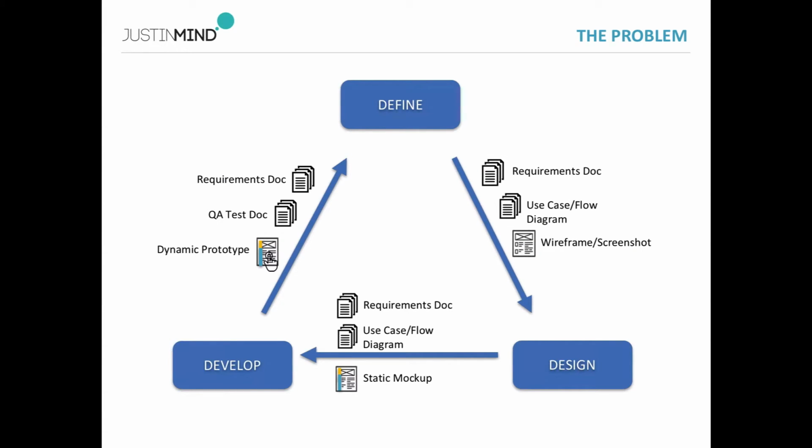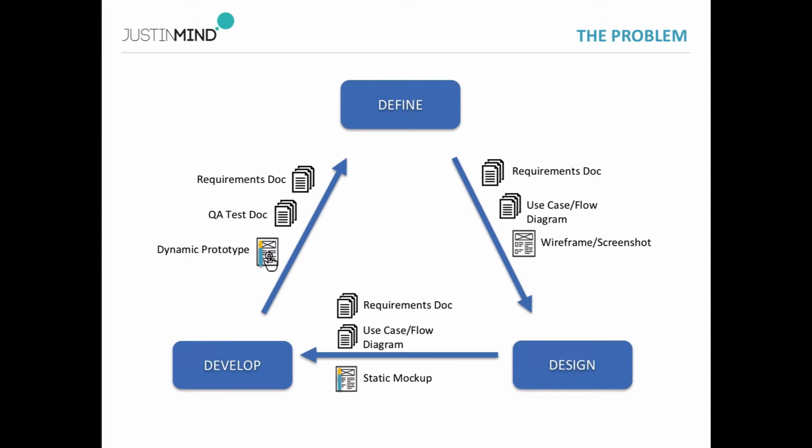From the first stage of definition to the next stage of design, you have maybe requirements documents, maybe a use case flow diagram, or even sometimes a wireframe or a screenshot. Sometimes this will be where you put static mock-ups, maybe just drawing boxes and lines in a PowerPoint presentation. It can be as simple as that. It can be as simple as a whiteboard sketch that you take a picture of with your phone and put into your document.